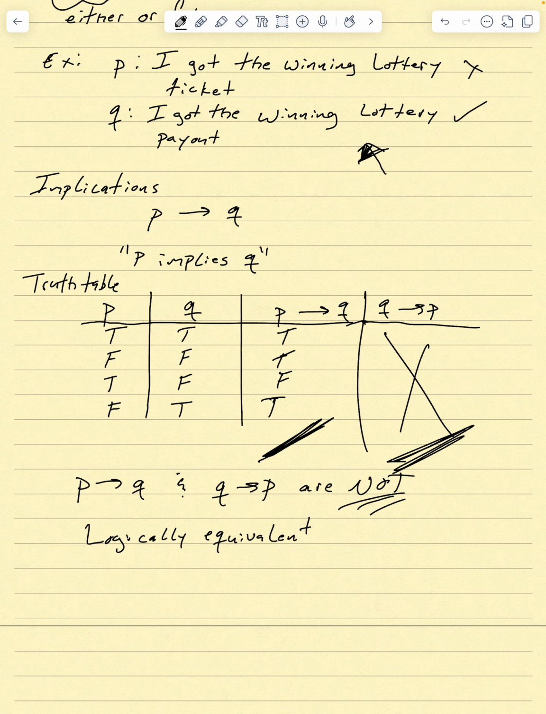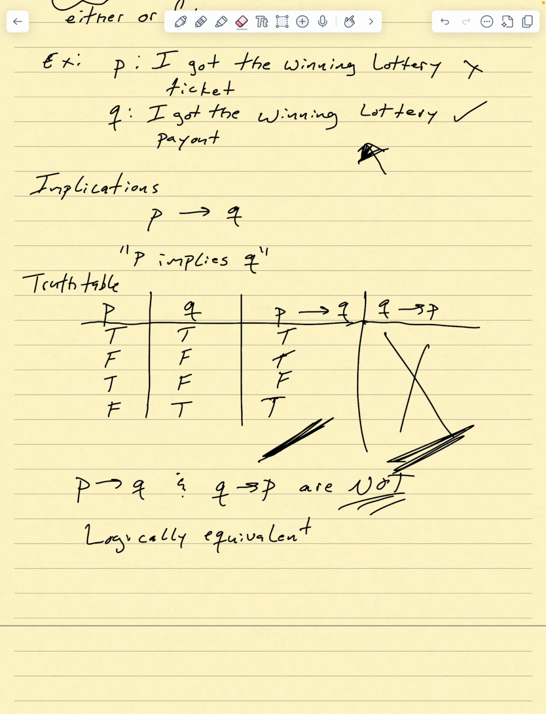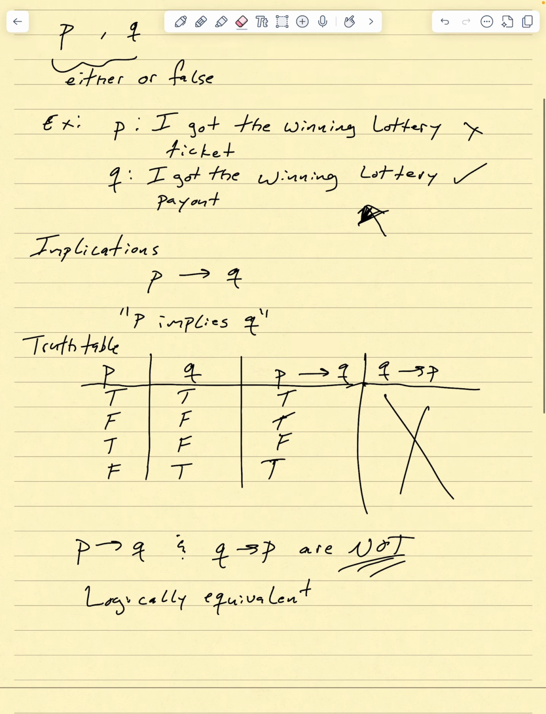Okay, so logically equivalent would mean that in each scenario, here, here, here, and here, these would evaluate to the same value. They're either both false or both true. And that's what we mean by logically equivalent there. So that's an exercise that you can work out. We'll stop here and get into more in another video.